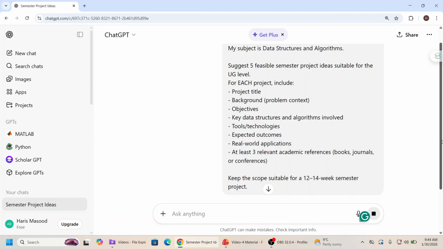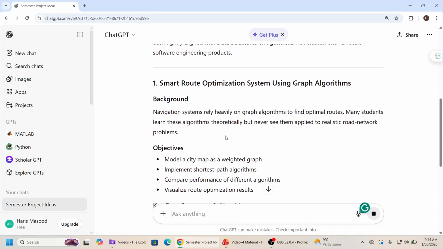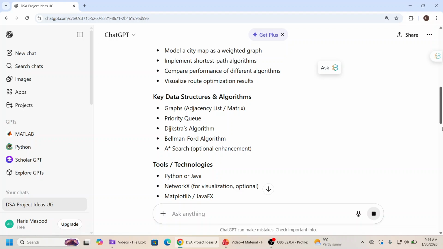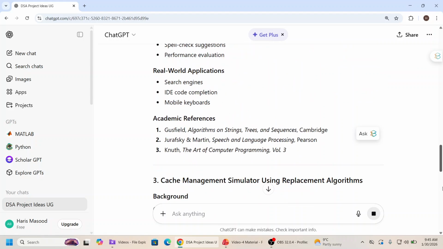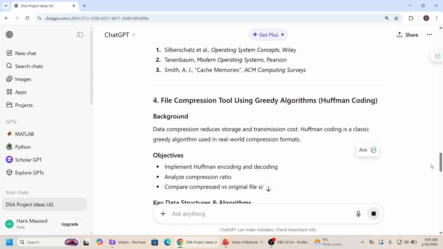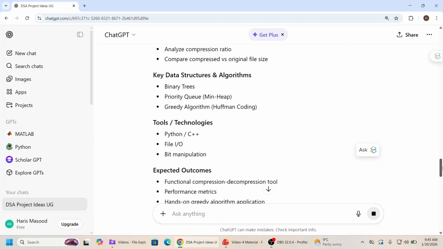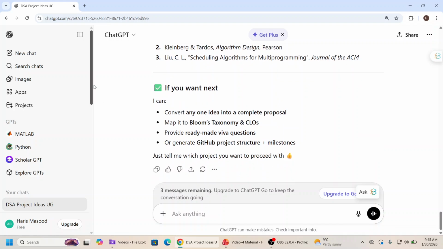So I have placed the query and it says that it loves the subject choice, and then it has given me the first idea, that is smart route optimization system using graph algorithms. If we keep on scrolling downwards, you can see that it is generating everything heading wise, and it is also telling you the academic references. And in the follow-up query, you can also ask the year of these publications so that you may be able to know whether it is a recent reference that you are targeting or an old reference. So this was the first prompt that we looked at.